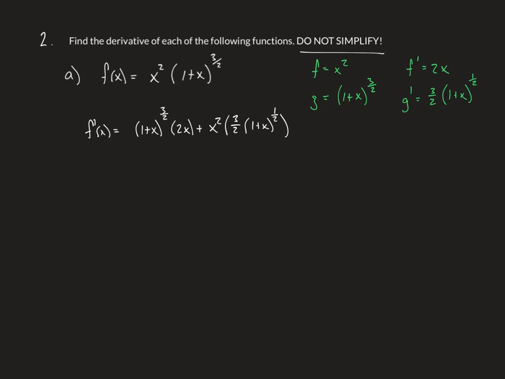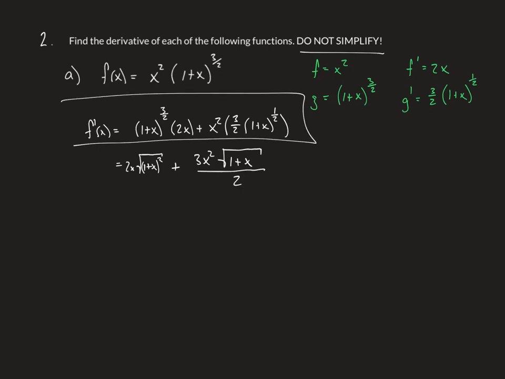But while it wouldn't be simplifying, a nicer way to write it would be the square root of 1 plus x cubed with 2x in front plus 3x squared radical 1 plus x over 2. But you're just fine leaving it like that because that is correct.